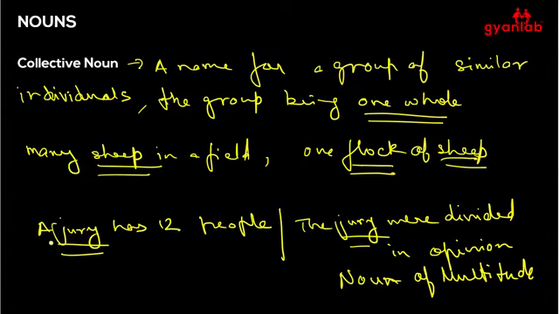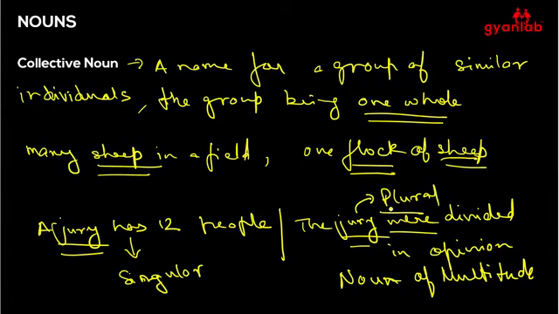You will see that in this sentence here, a jury has, the jury is being called singular, right? And in this case, the jury is plural. The word were is used with jury here. So when it's singular, it's a collective noun, but when not, it's a noun of multitude, right? So you must be very careful when you see a sentence and you are asked whether it's a collective noun or not, right?